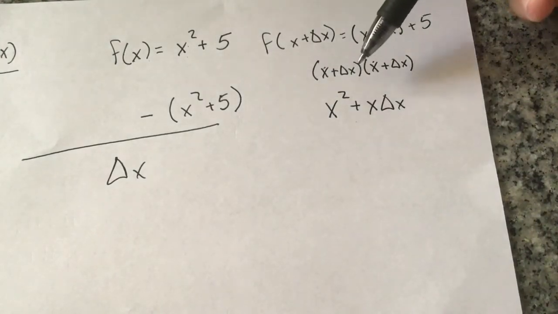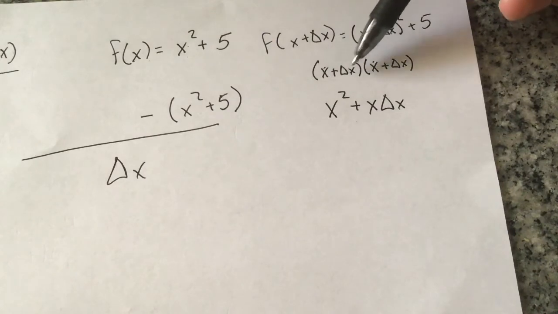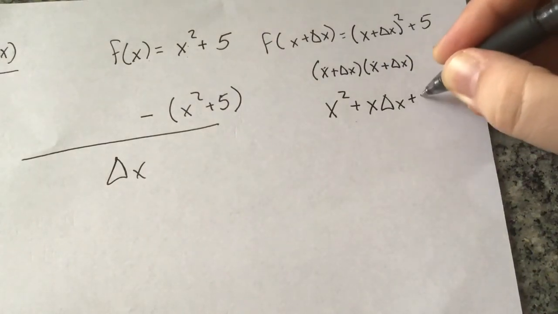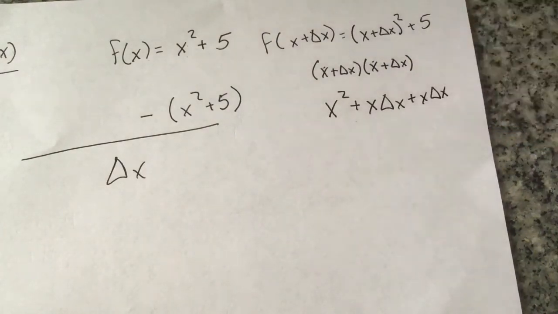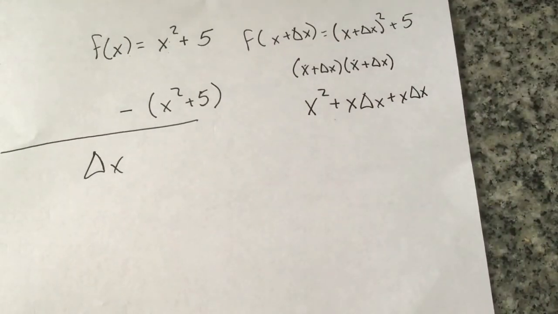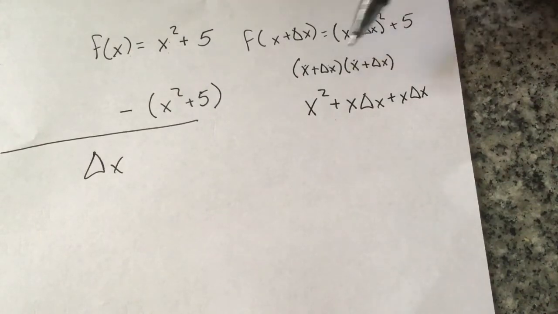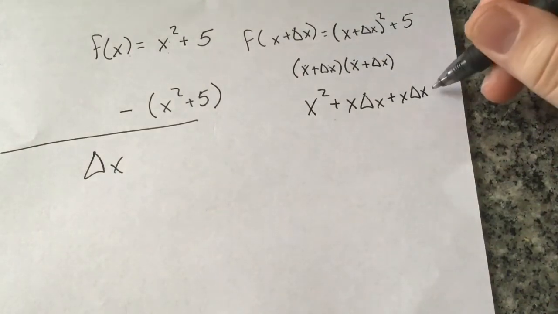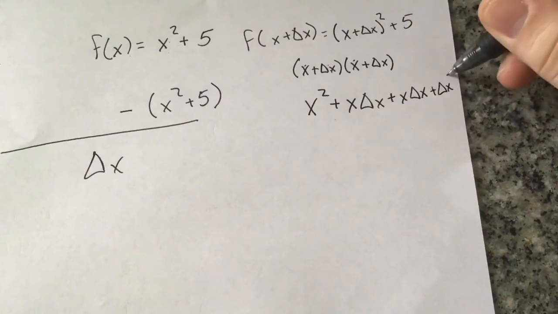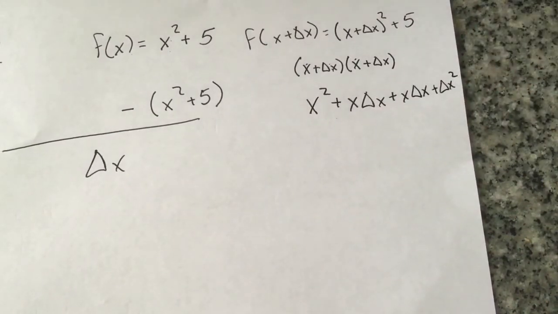The same thing happens when we go to the inside part of FOILing. Delta x times x. Again, we get x delta x. Finally, when we move on to the last part of FOILing, we do delta x times delta x, and we get delta x squared. That operates in the exact same way that the first terms did. x times x is x squared. Any variable that you multiply together is going to be that variable squared. So we get delta x squared.